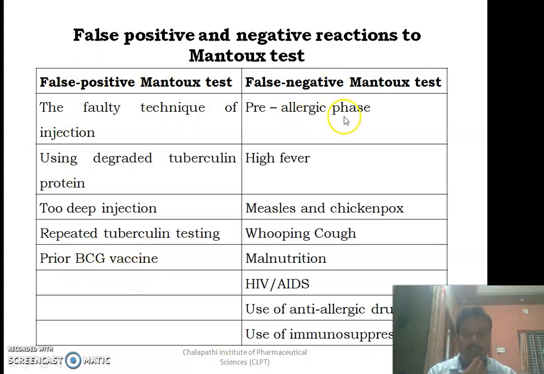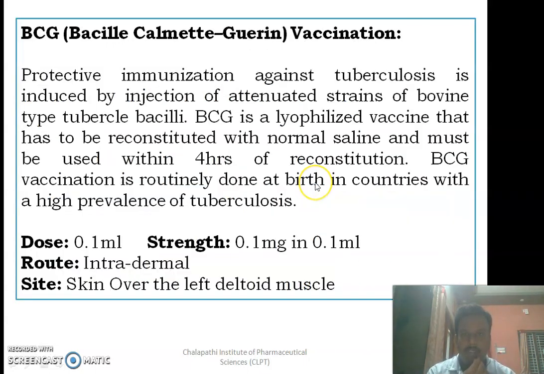In the pre-allergic phase, and in high fever, measles, chickenpox, whooping cough, malnutrition, HIV or AIDS, and usage of anti-allergic and immunosuppressant drugs, in these conditions we will get a false negative result.